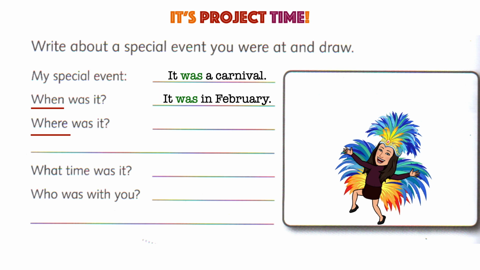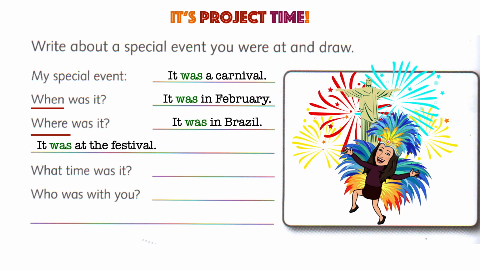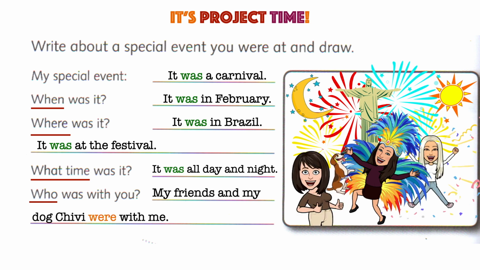Where was it? It was in Brazil. So I traveled to Brazil. It was at the festival. The next one. What time was it? In my case, it was all day and night. Who was with you? My friends and my dog Chivi were with me. So I was at the Brazilian carnival.